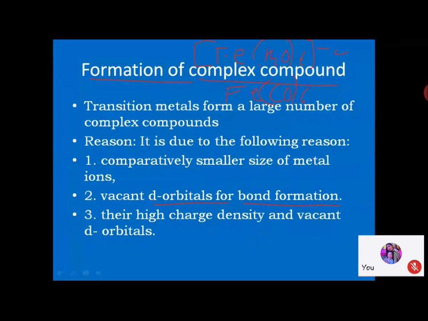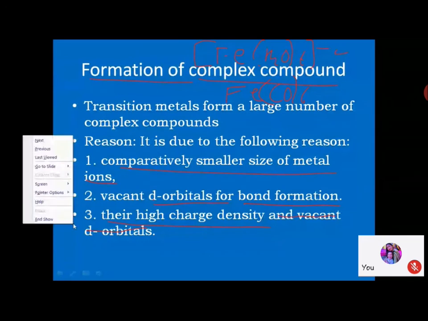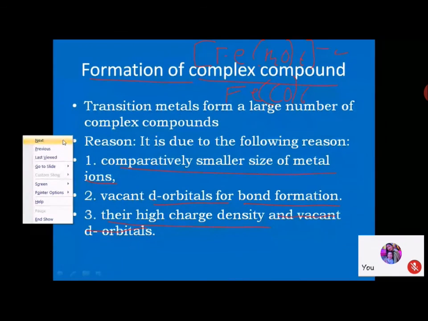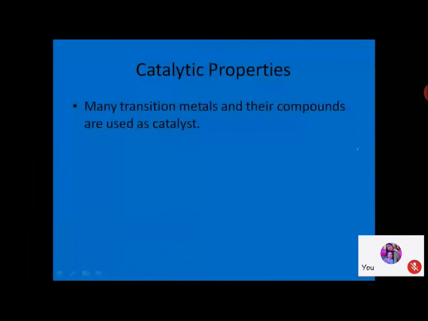And they have high charge density. So because of three reasons they form complexes: the comparatively small size of the metal ions, the availability of vacant d orbitals for bond formation, and their high charge density. This is the reason why transition elements form complex compounds. Okay, so this topic we are going to discuss later.